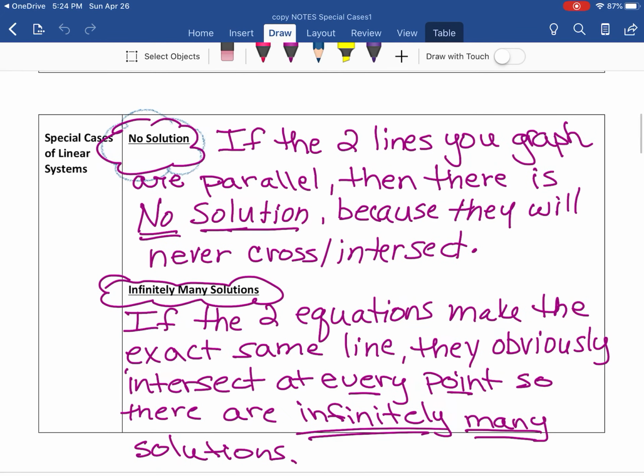The first one would be no solution, and that is if the two lines that you graph are parallel. If they're parallel, they will never ever cross. So obviously then, if they never ever cross, there's no solution. So for that, instead of writing an ordered pair like we did last week, you would put the two lines on the graph, show that they're parallel, and then write no solution next to it on the graph somewhere.